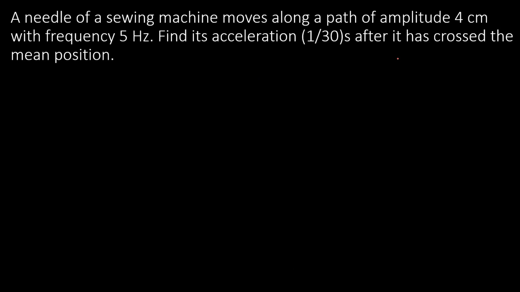A needle of a sewing machine moves along a path of amplitude 4 centimeter with a frequency of 5 hertz. The amplitude and the frequency both are given, and find its acceleration at 1 by 30 seconds. So at a particular time, 1 by 30 seconds, is given in this question. So we need to find the acceleration.